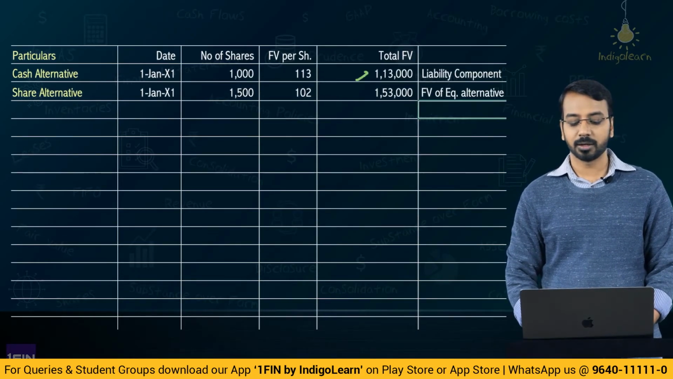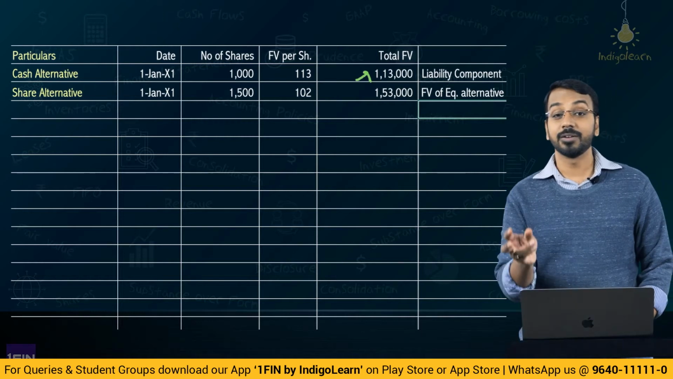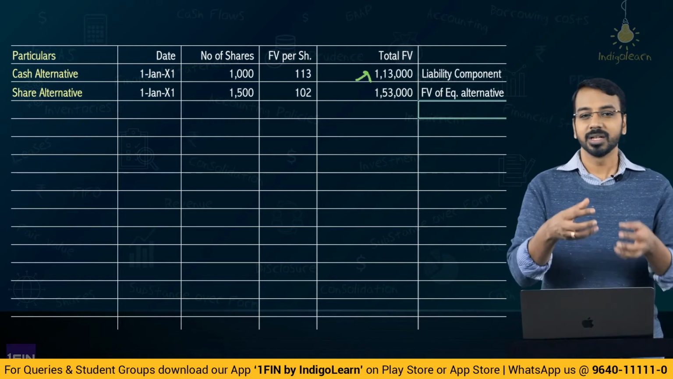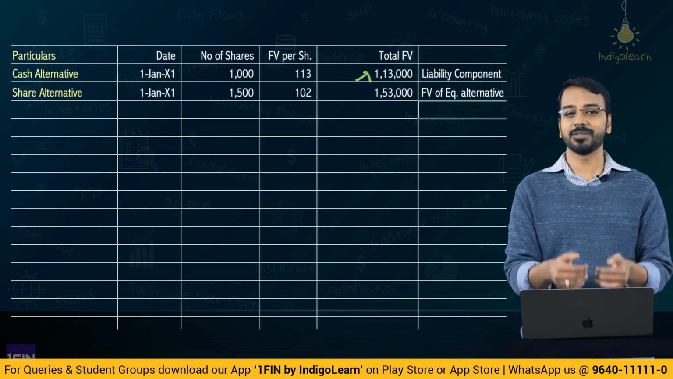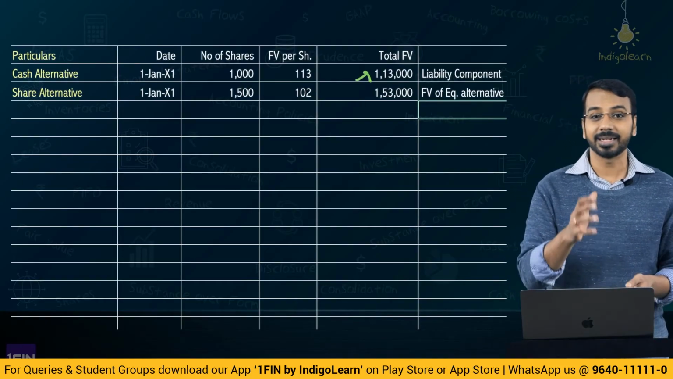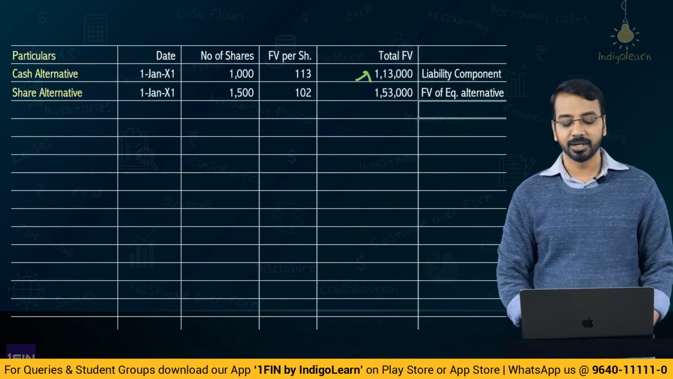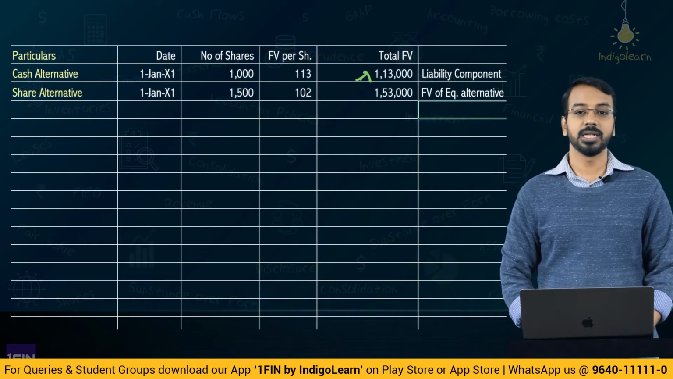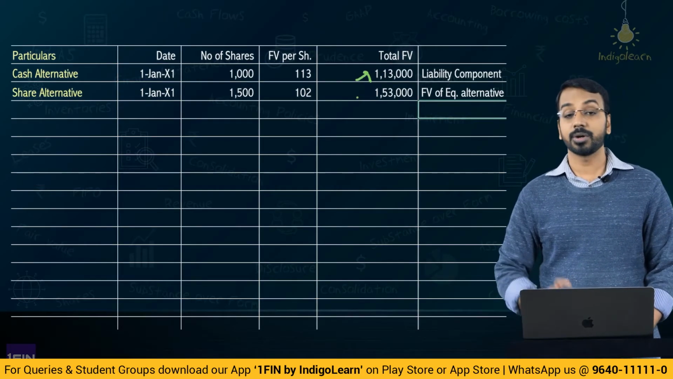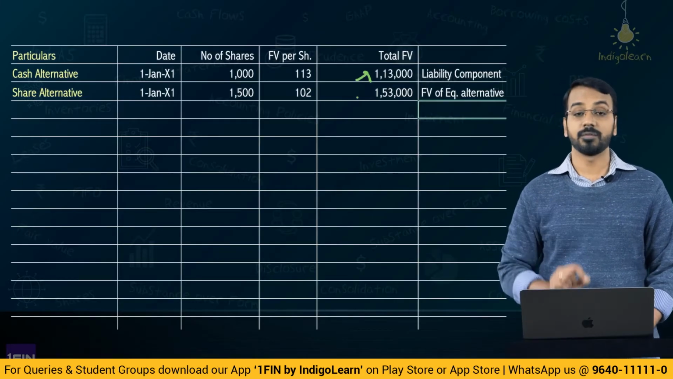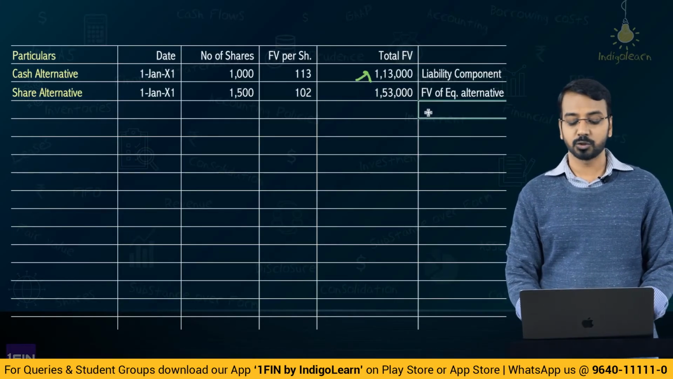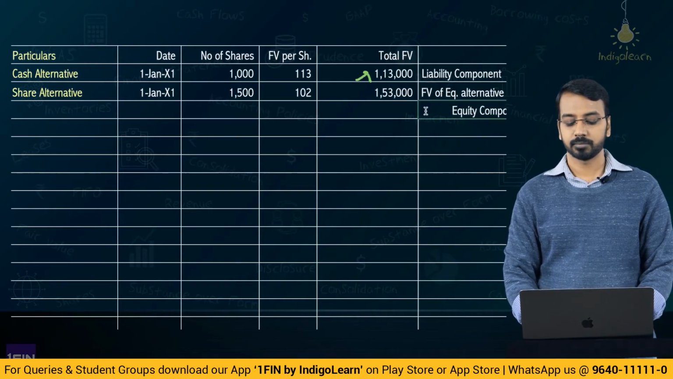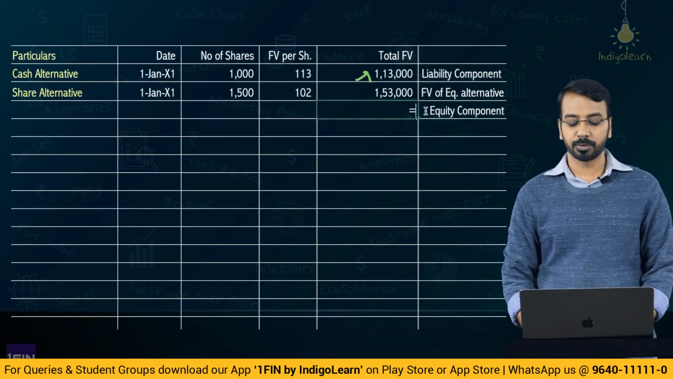at 1,13,000. And please note friends, whenever there is a transaction with the employee, the determination of all of these values should be based on the grant date. So, the cash alternative is valued at 1,13,000 and the equity alternative has a value of 1,53,000. So, the difference between these two is the equity component. So, equity component works out to 40,000.